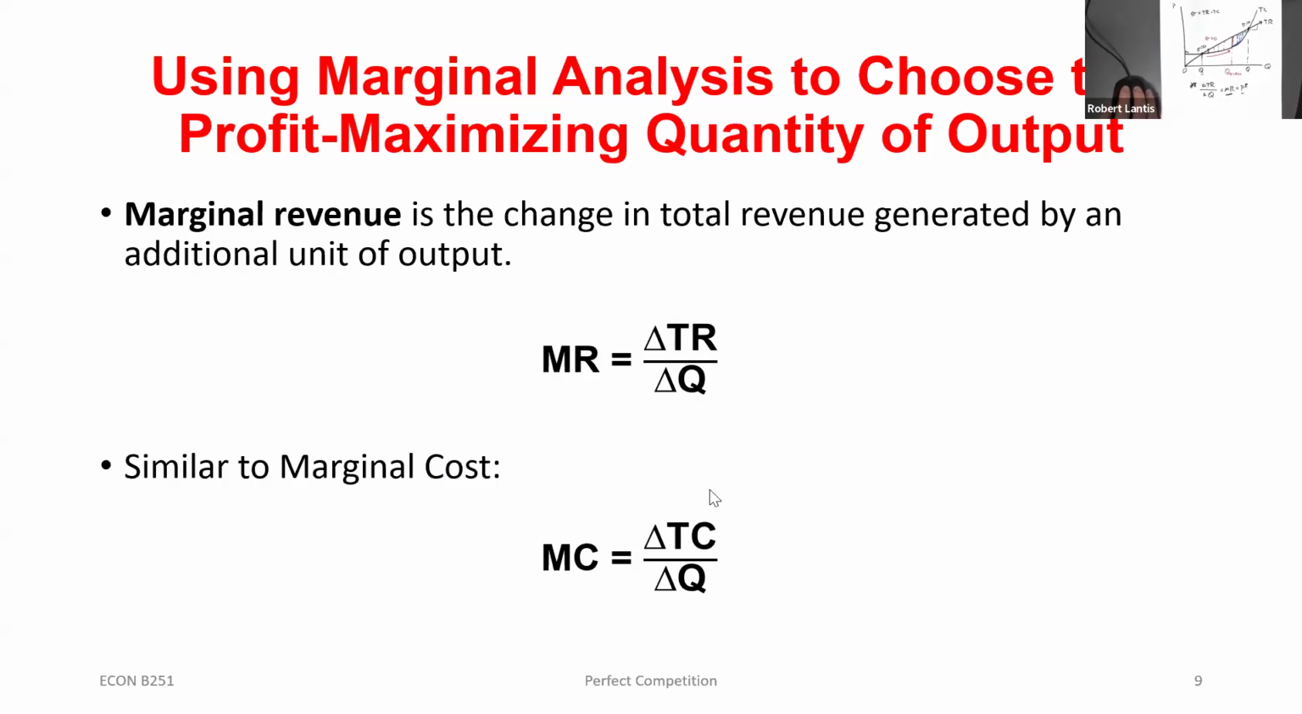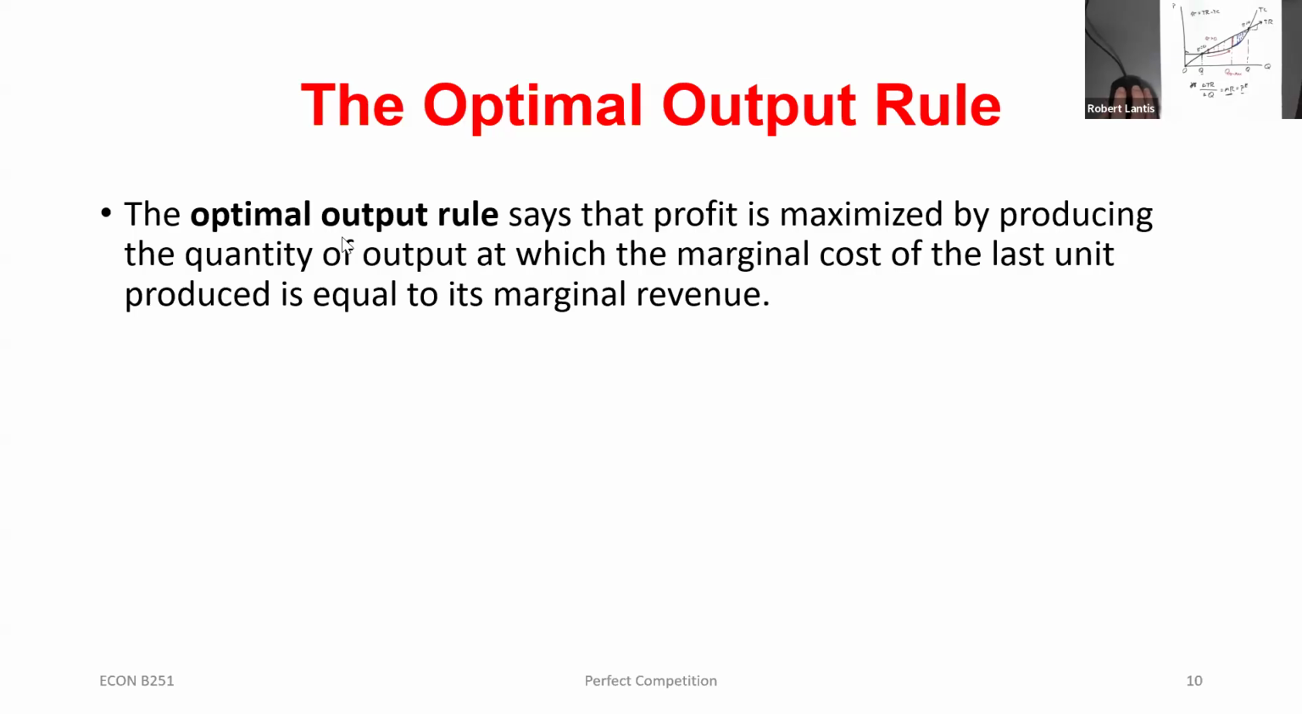Okay. So if I think about the optimal output rule, what this is really going to say is that the point where profits will be maximized, the point where the difference between our total revenue and our total cost is at its largest, will be the point where the marginal revenue of the last unit produced is the exact same as the marginal cost. Right? Or we will produce as long as the marginal revenue is greater than or equal to the marginal cost. The point where we'll be indifferent is where they're equal, and that's where we'll stop.